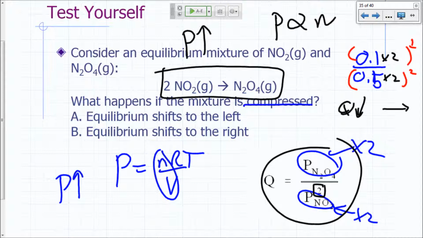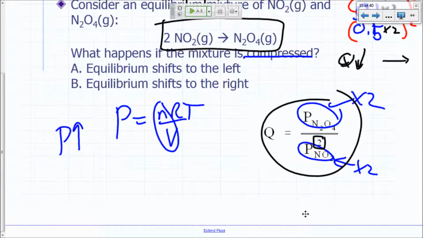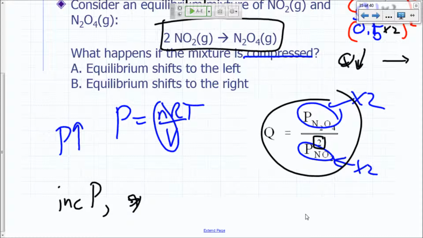What will the system try to do? What's the opposite of increasing the pressure? Decreasing the pressure. So how will the system try to decrease the pressure? It will shift to the direction with fewer moles of gas. Okay? So here's what you do. Increasing the overall pressure causes the system, in response to that, to shift to the side with fewer moles of gas.